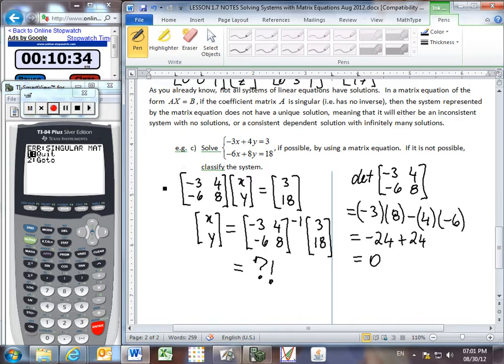What does this mean? It means that x and y, which I can write as coordinates if I like, does not have a unique solution.